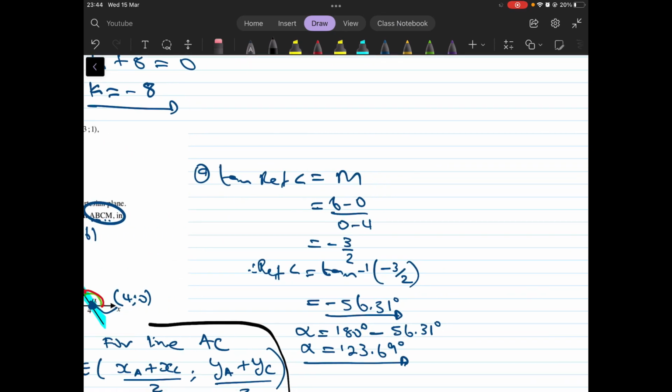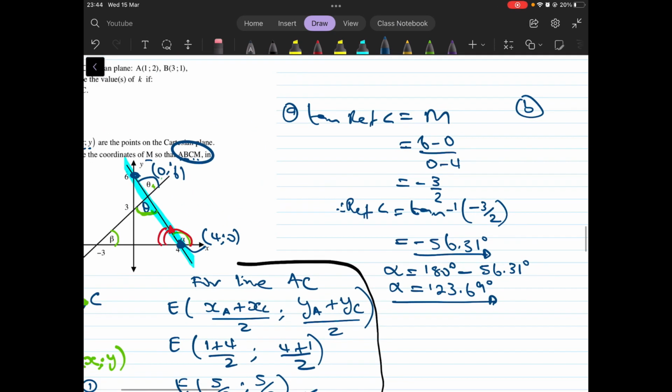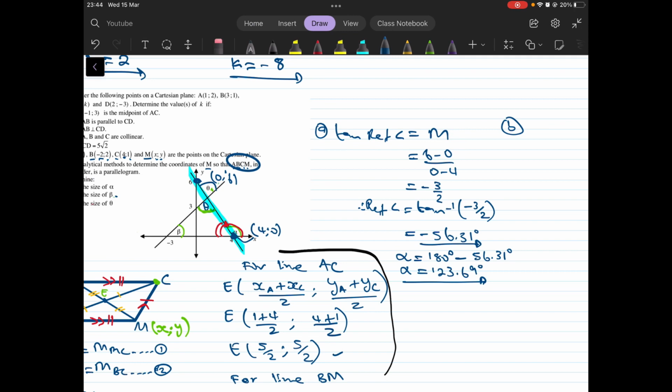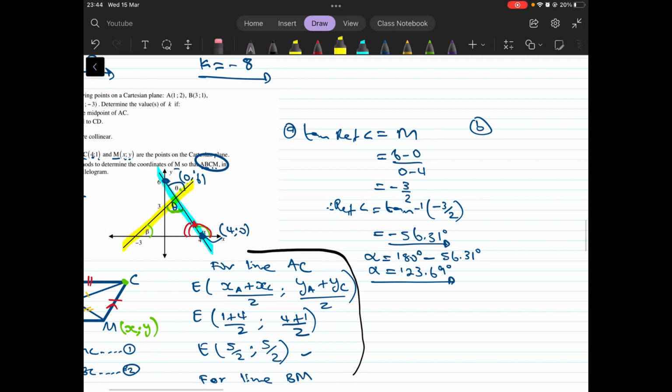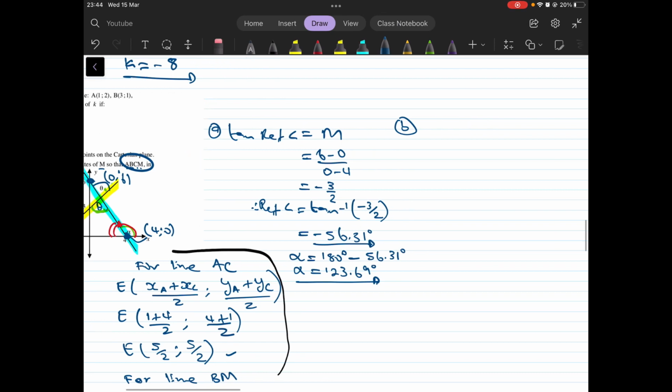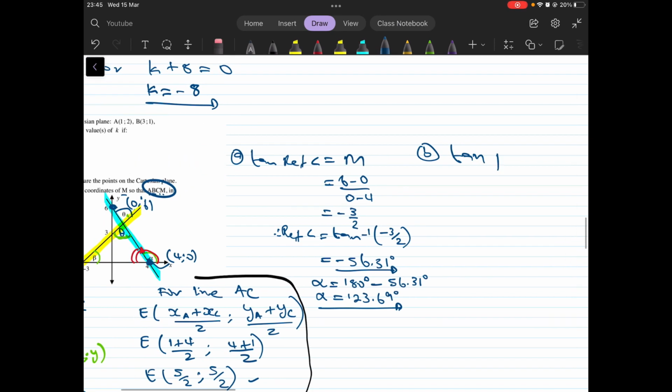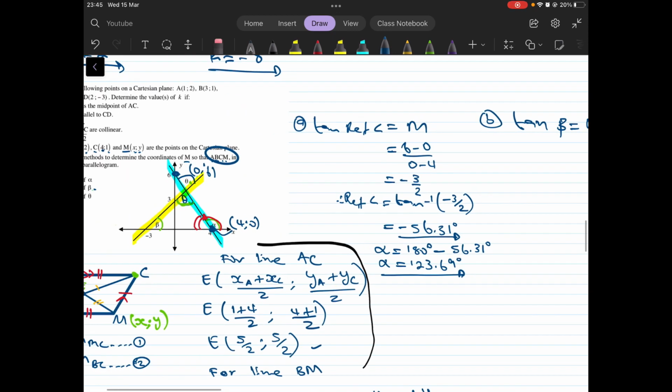Then let's look at B. With B we are required to calculate the size of beta. Beta is the angle of inclination of this line. Since it's slanted to the right, there's no need for our reference angle. So tan of beta is equal to the gradient of that line. For that line we also have two points, this one and that one, so let's write their coordinates.